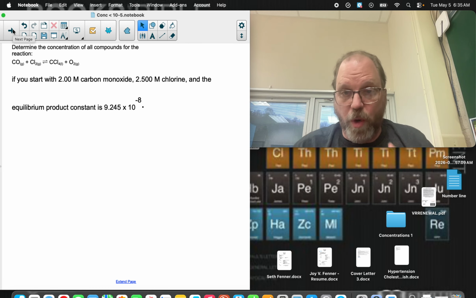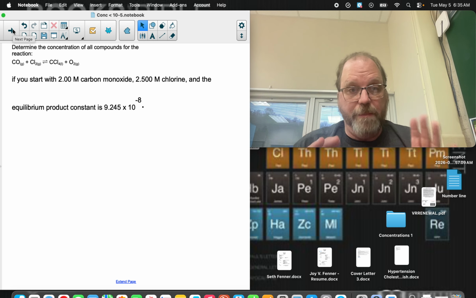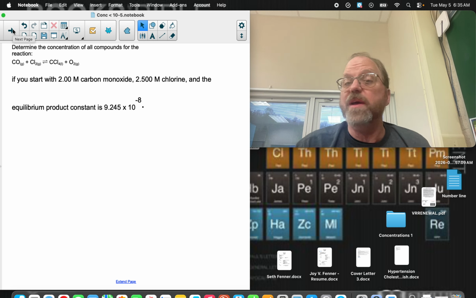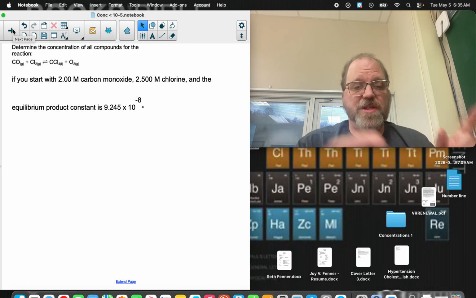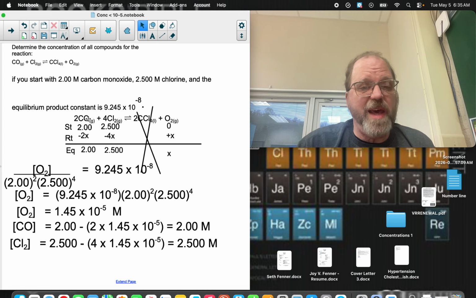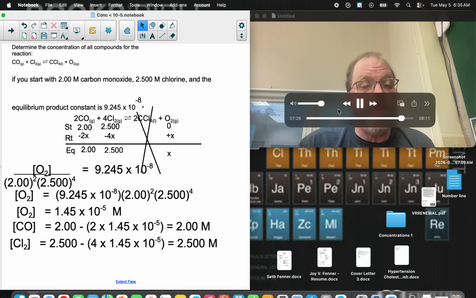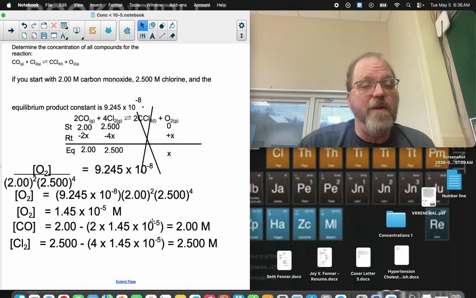I'm going to show all the work here, but I'm not going to pause through it, so you can pause and look at it. Here we go. Okay, so those are our answers right there. So for oxygen, we have 1.45 times 10 to the minus fifth molar. For CO and Cl2, they're unchanged because it's so small.